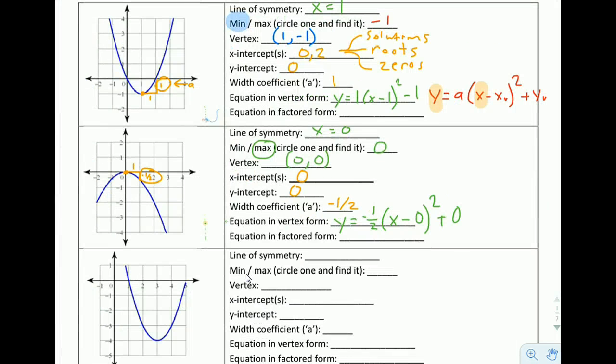If you're like, oh man, I feel like that can clean up and not be so messy, you're right, it can. You could write this as -1/2 x squared, because x minus 0 is just x, plus 0 doesn't do anything to the end, so you could clean that up to -1/2 x squared if you would like.